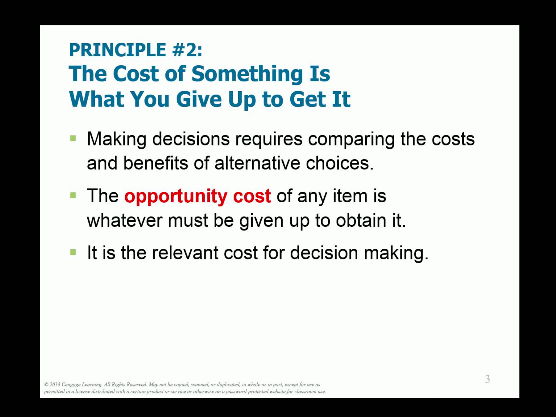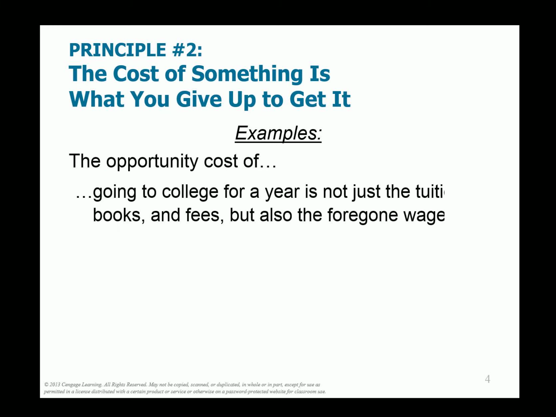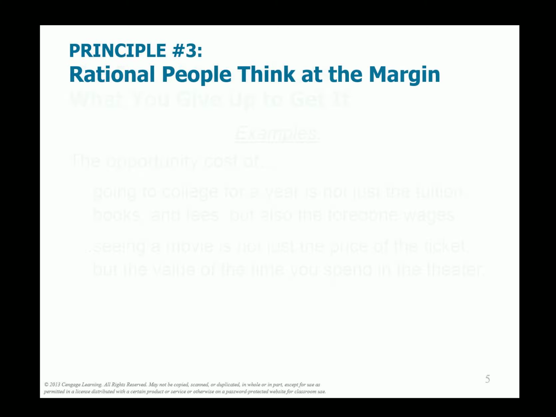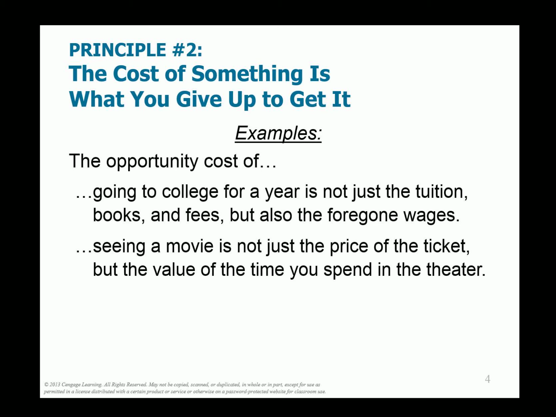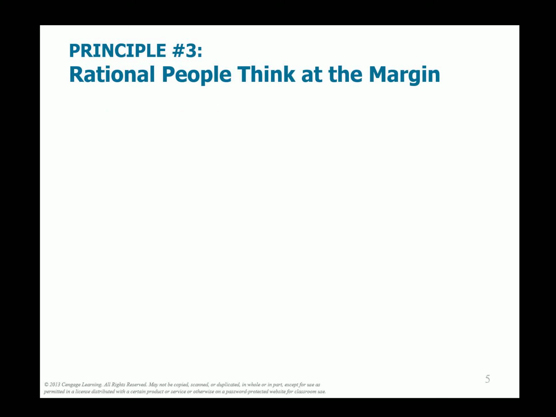We call this the opportunity cost. All right, you've got to memorize this word right here. The opportunity cost is whatever must be given up to obtain it. This is actually one of our most important costs that we have here in economics. Okay, so do not forget about that. Here's an example. Going to college for a year is not just the tuition, but it's also the foregone wages. The free lunch I talked about earlier, the cost of the free lunch was the time that you would spend sitting there.